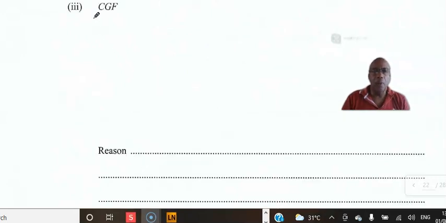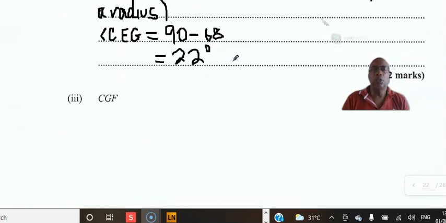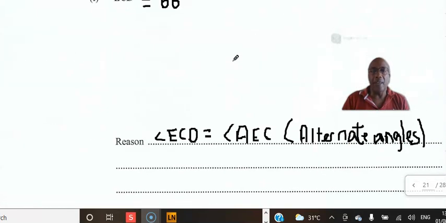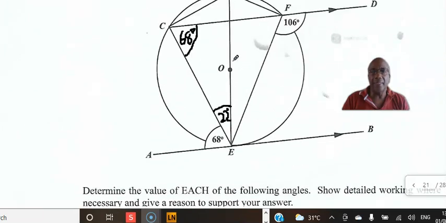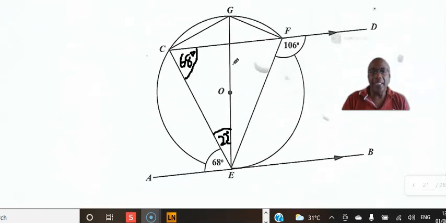So in part 3, we have to find angle CGF. So we go back to the diagram and find out where this angle is. And angle CGF is this angle up here.